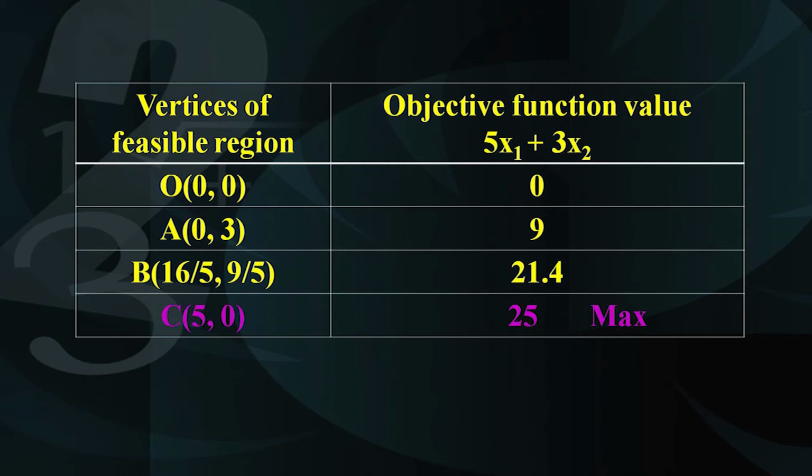Now, we will look at each of these values and we find that the maximum occurs over here, that is 25 is the largest. So, 25 is the maximum, and this indicates that the solution is obtained at the point C given by (5, 0). Therefore, the solution to the problem is x 1 equal to 5, x 2 equal to 0 and the objective function value is 25.